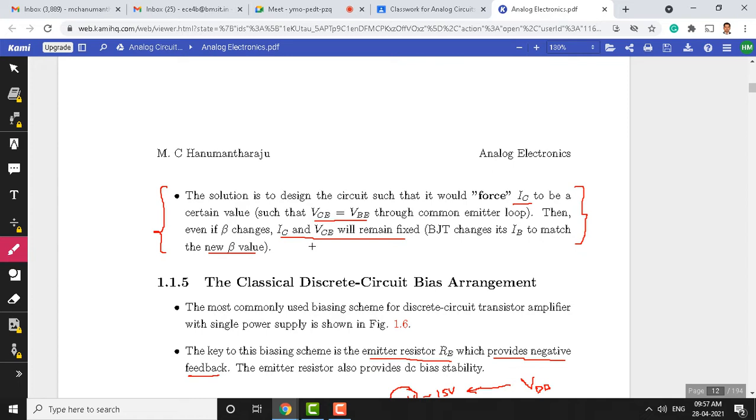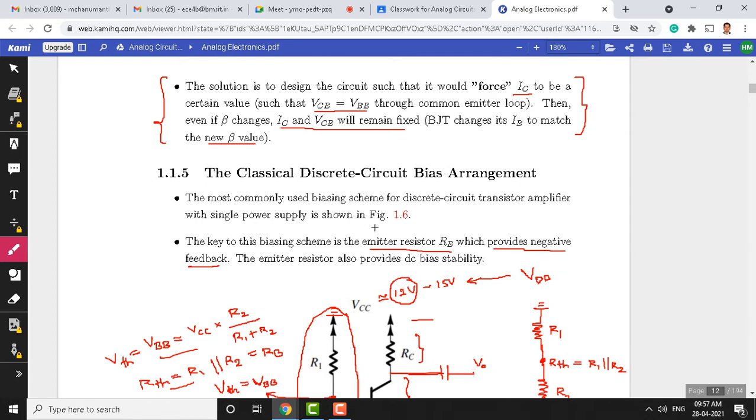One such good biasing scheme, as per our syllabus, is the classical discrete circuit bias arrangement. What do we mean by discrete circuit bias arrangement? That means these circuits are not designed from an integrated circuit, IC, point of view. They are discrete circuits, so individual BJT-based circuits we are discussing here. Classical means it's a very old, fundamental biasing arrangement that we are discussing in this topic.